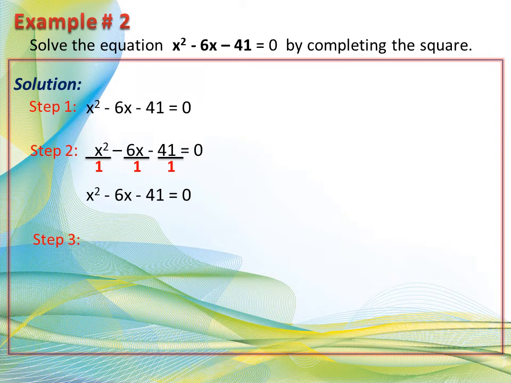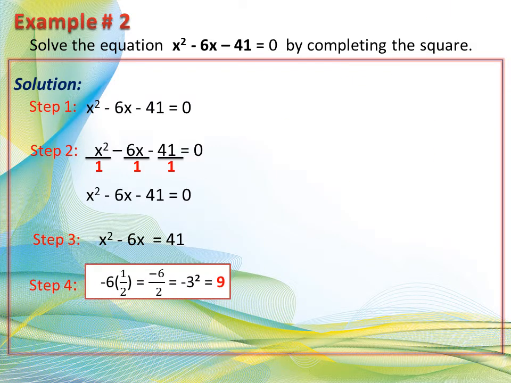So, para sa step number 3, transpose the constant term to the right side of the equation. So, it will become x squared minus 6x is equal to 41. For step number 4 naman, ang value kasi ng b dito ay negative 6. So, si negative 6, yun yung ipang multiply natin by 1/2. So, negative 6 times 1, that is negative 6, then divided by 2, that is negative 3. Then, ito yung i-square natin, which is equal to 9.